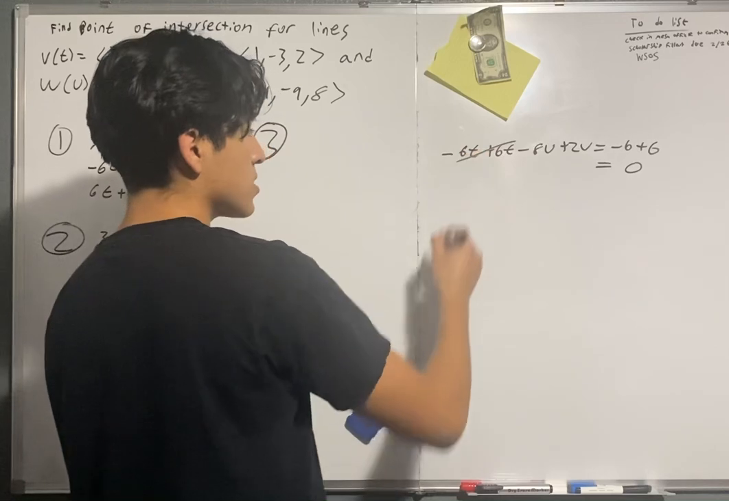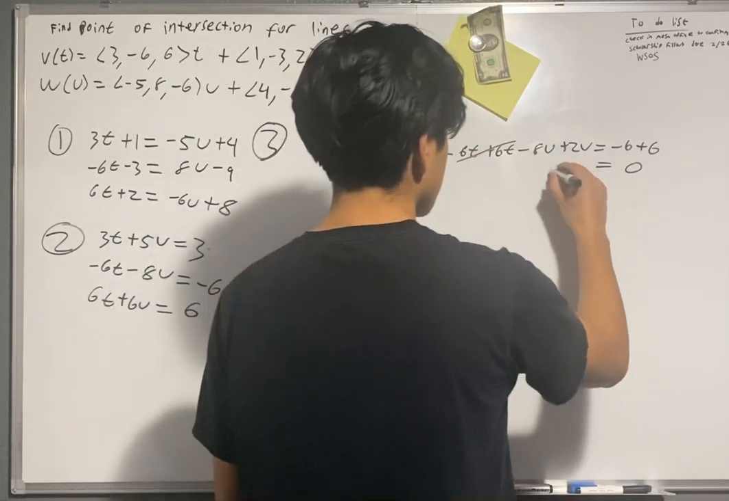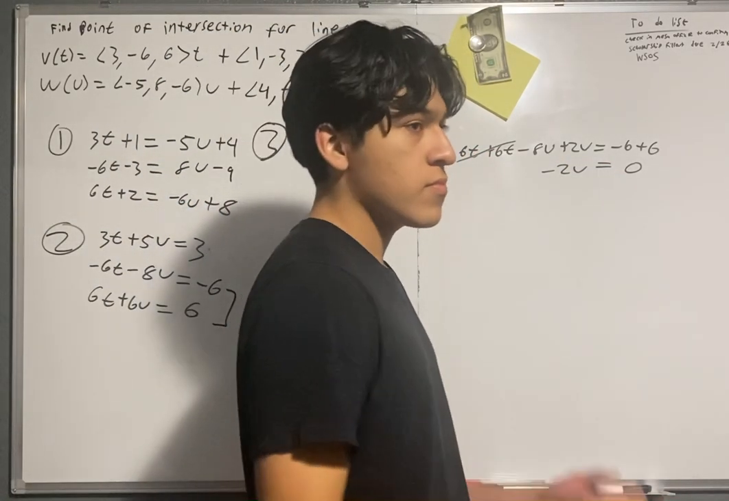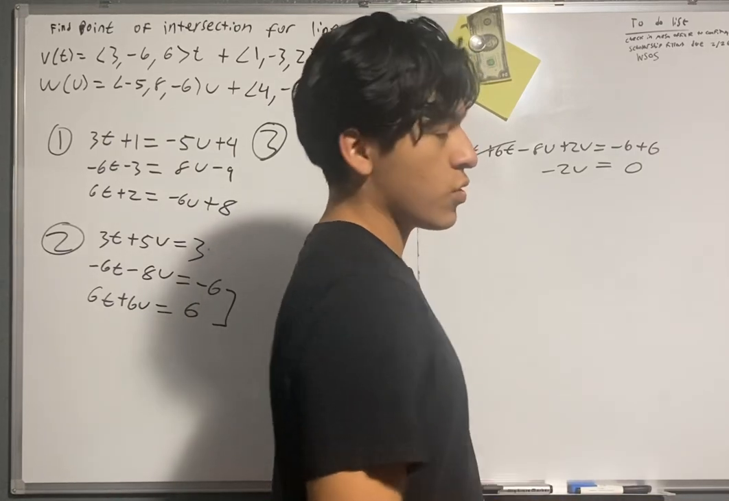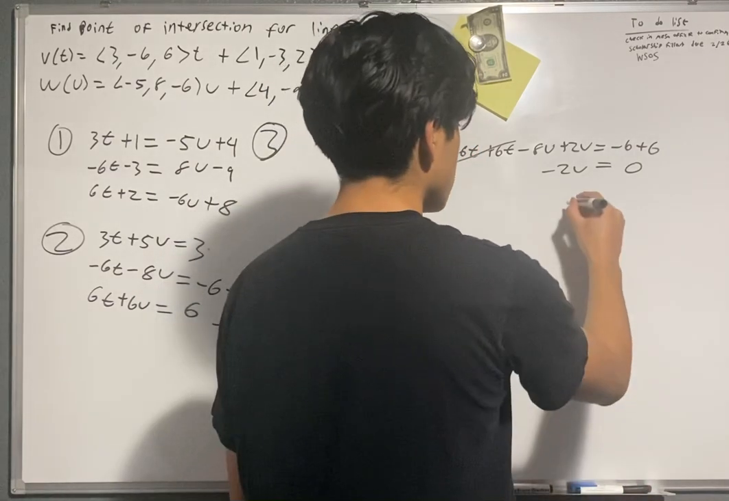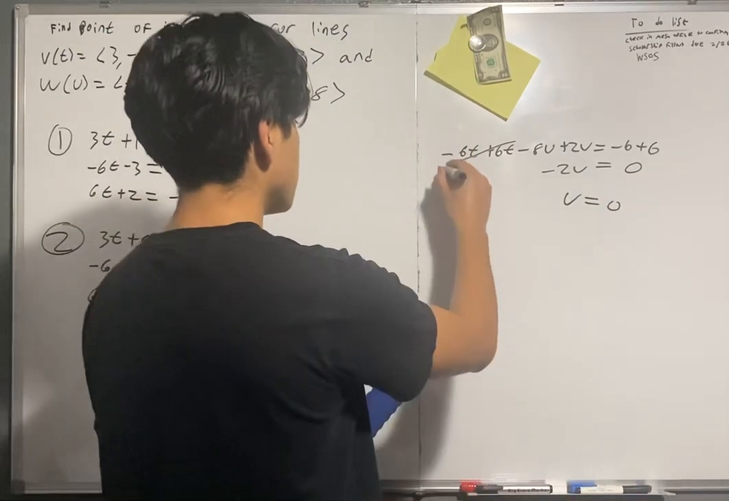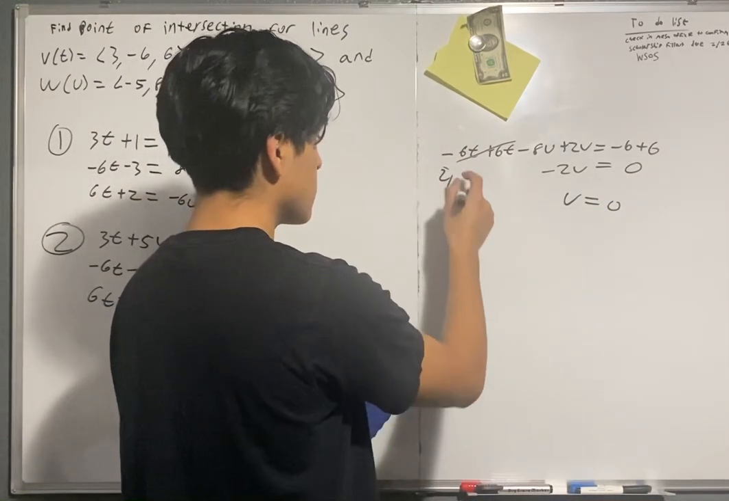The t's cancel out, and we're going to be left with negative 2u, but anything that comes across 0 is going to be 0. So u is ultimately going to be 0. And with that, this is our step 4. No, this is our step 3.